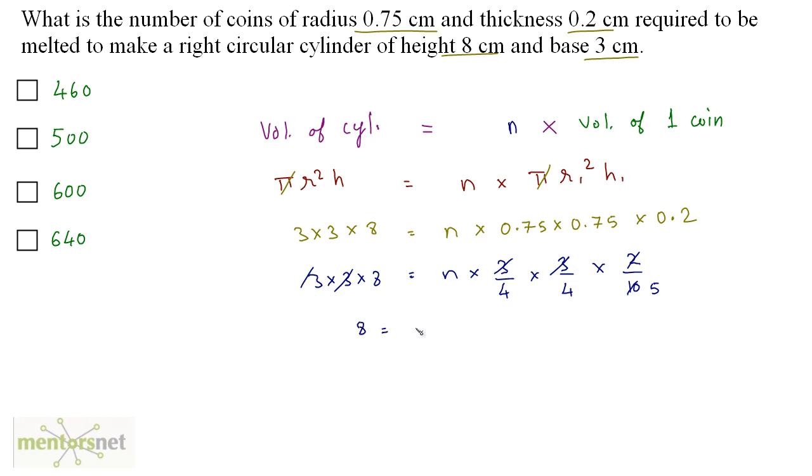We have 8 is equal to n by 4 times 4 times 5. So therefore n is equal to 8 times 4 times 4 times 5. Okay, and that will give you 640. So 640 is the total number of coins required to be melted. Option D.